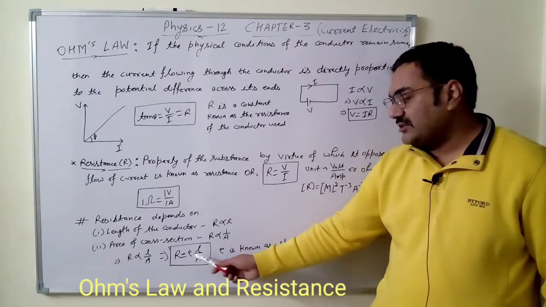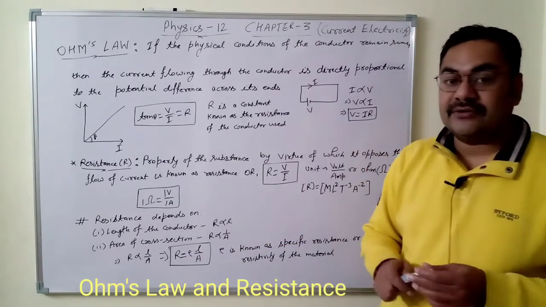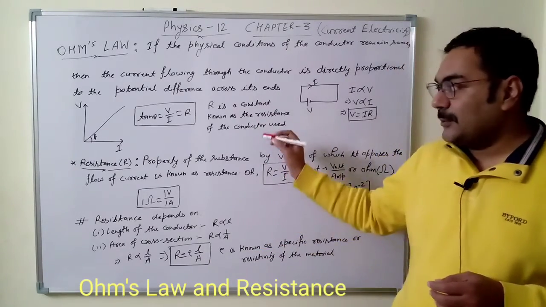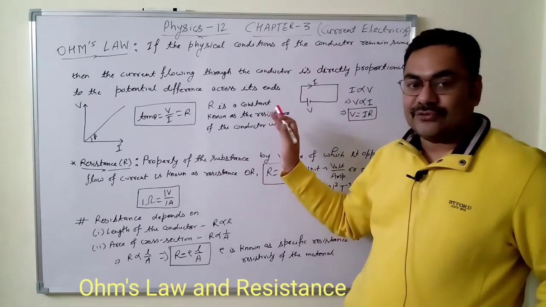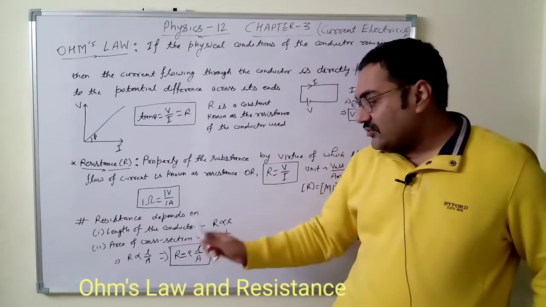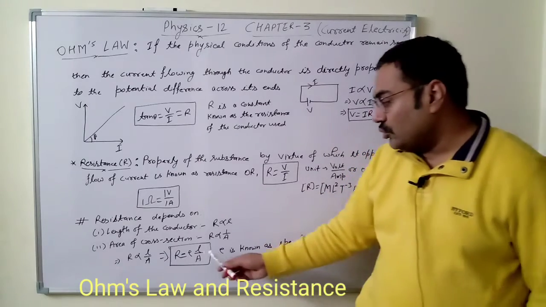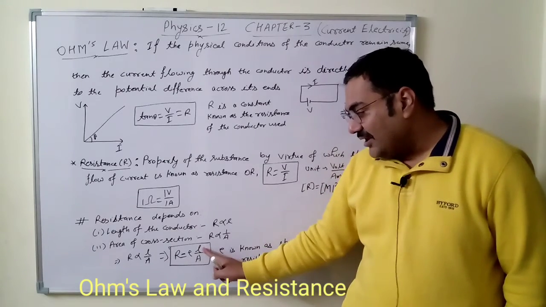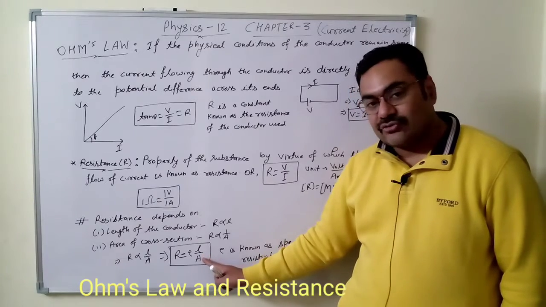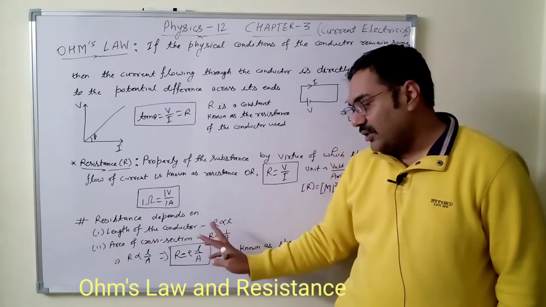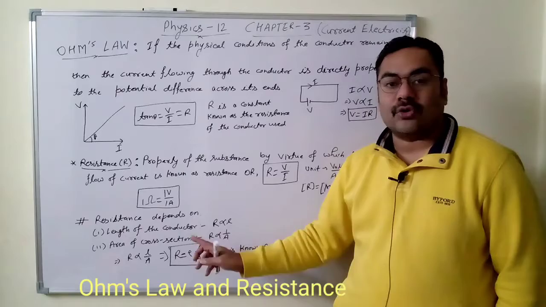Rho is specific resistance. Now I am going to define rho. I am not writing because I have to rub this board, otherwise, hear it carefully and write it down on paper. So I am defining rho. If L is 1 meter, A is 1 meter square, then 1 upon 1 becomes 1. R will become equal to rho.